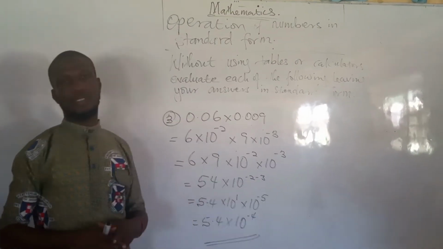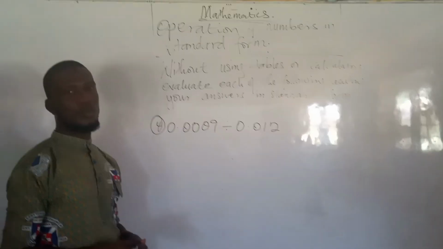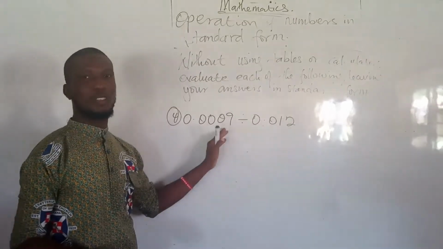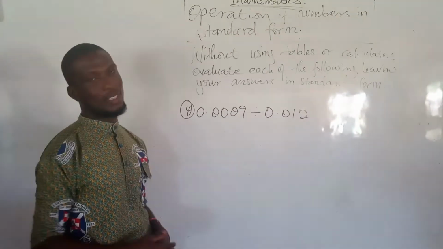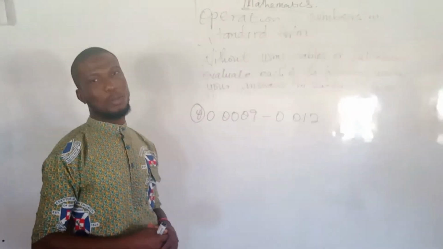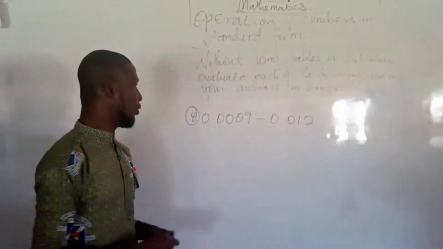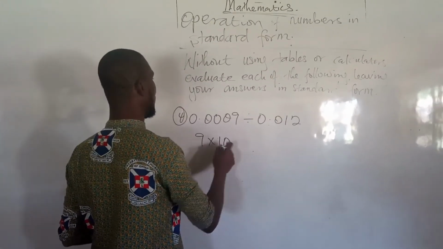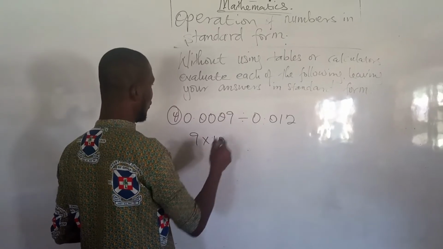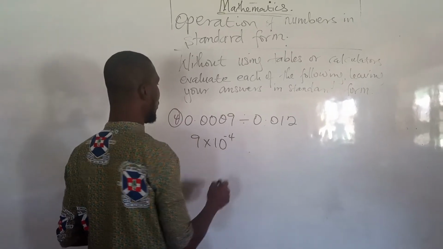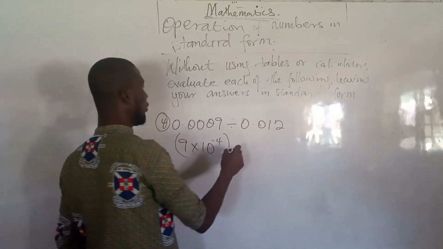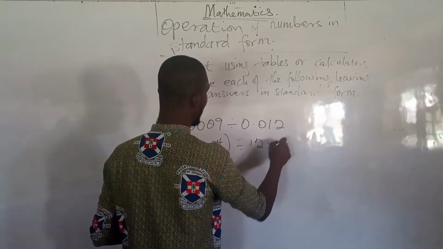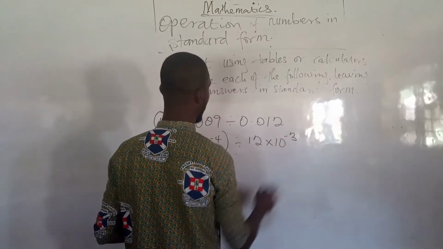Let's go to the next example, which is example 4. Example 4 is the same instruction, but in terms of operation, it is division this time. And like I said, we are just going to do the same thing. So here we are going to have 9 times 10 exponent 1, 2, 3, 4, so 10 exponent negative 4. Then the whole of this divided by 12 times 10 exponent negative 3.